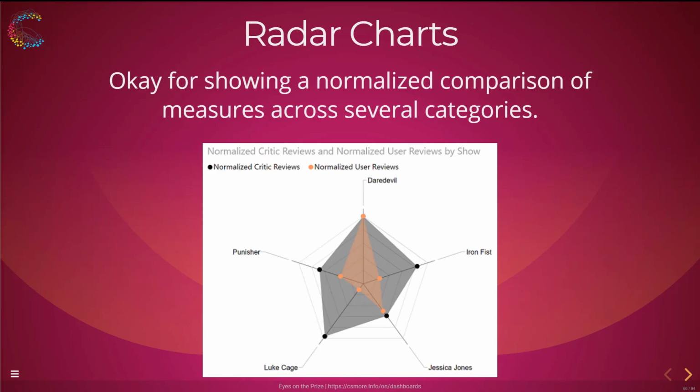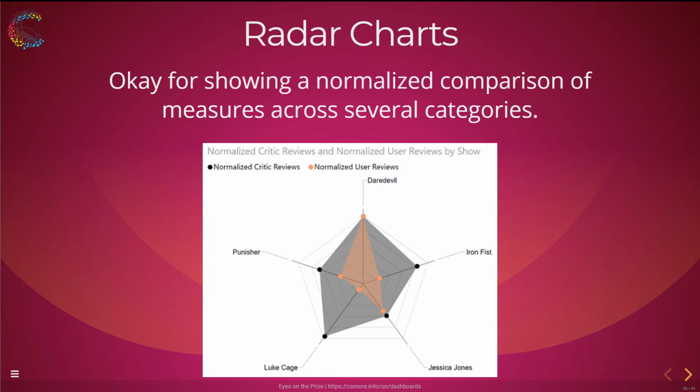Radar charts are all right for showing a normalized comparison of measures across several categories. Radar charts are typically a type of chart you don't want to use much. Here, it is interesting. It is okay, I think, because we're showing between these 5 shows percentage of critic reviews and user reviews by show.